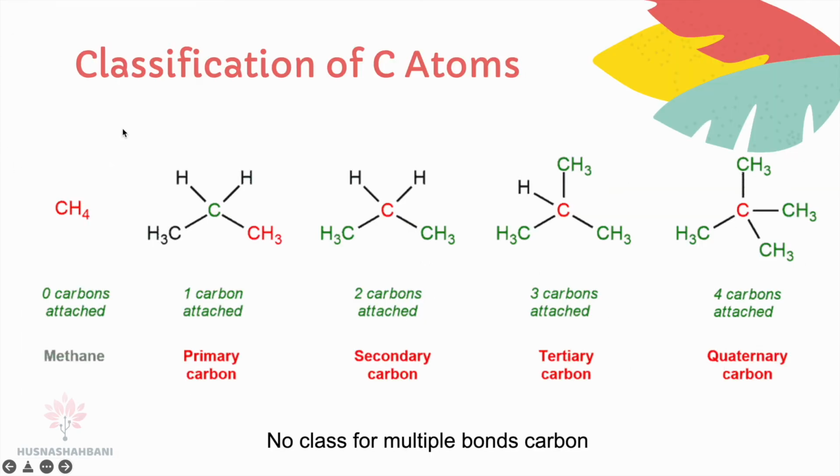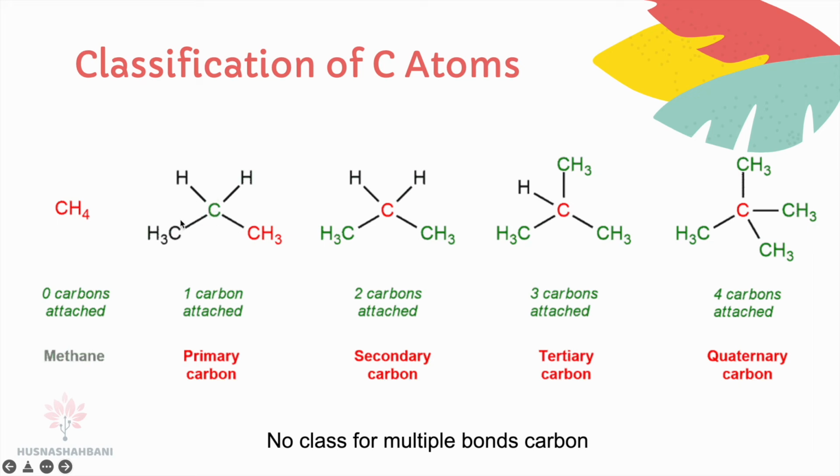Next, classification of carbon atoms. We have 4 classifications of carbon atoms: primary, secondary, tertiary, and quaternary. So for example, here we have methane. The carbon is bonded to 4 hydrogen atoms. So no carbon is bonded to this carbon. The carbon only bonded to hydrogen. So 0 carbon attached on this carbon. So here no class.